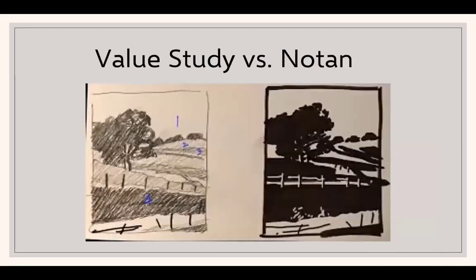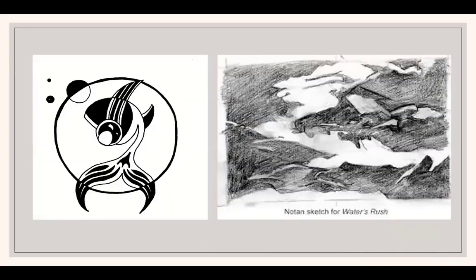You may be familiar with value studies, and they're good things to do, but the notan is simply black and white, as simple as you can make it. I found a couple of notans online that were using the circle or the S or Z, so I pulled those up for you just to look at.